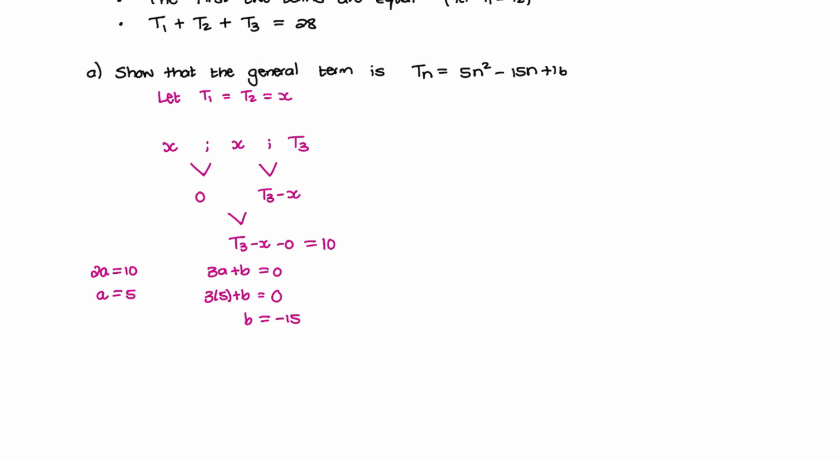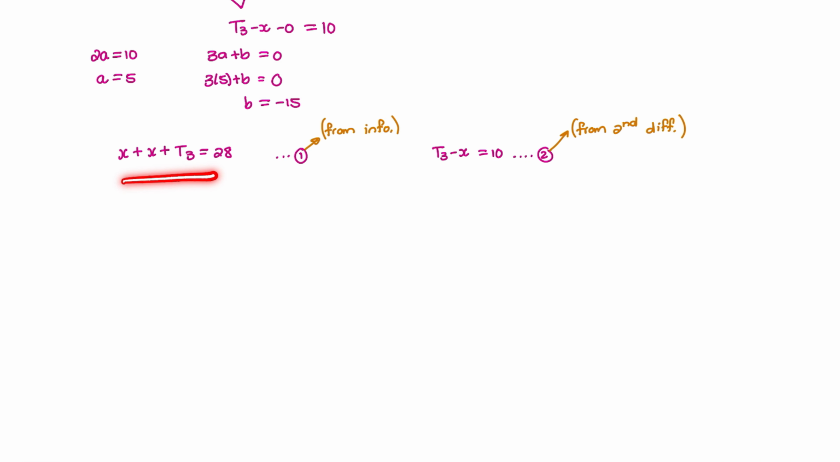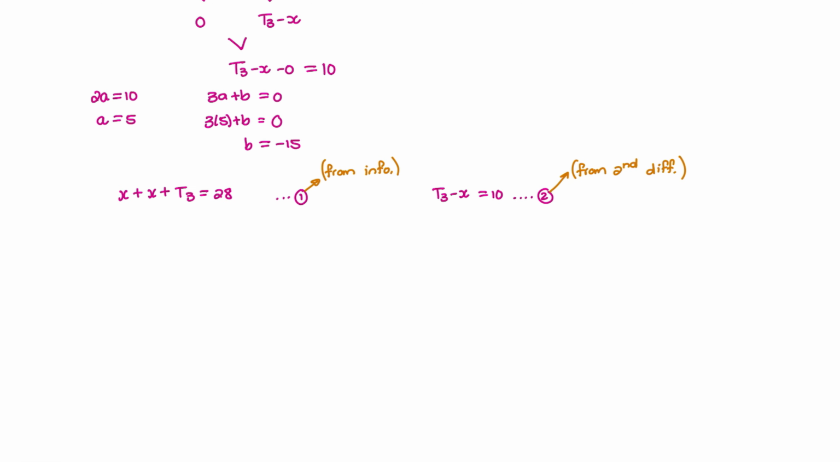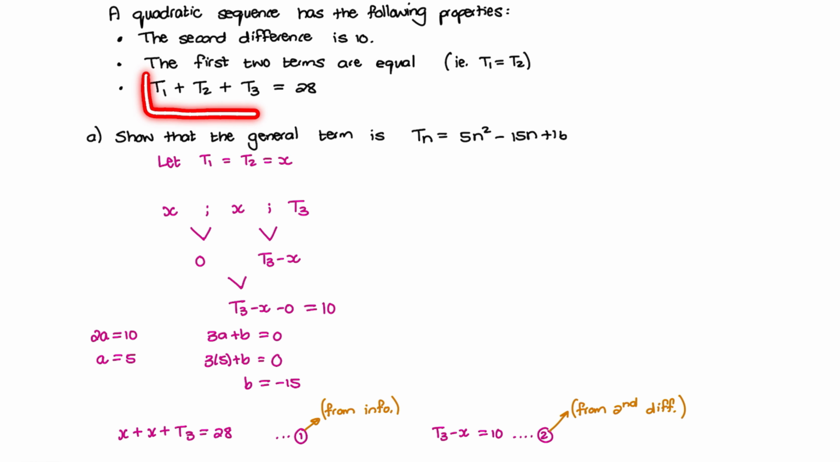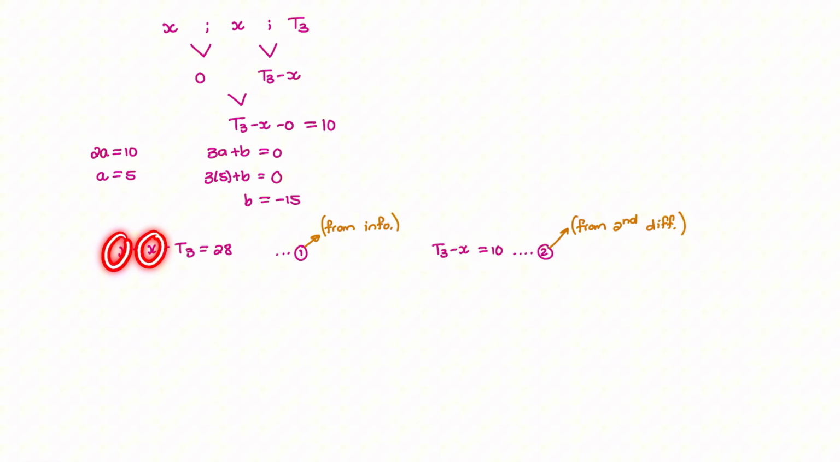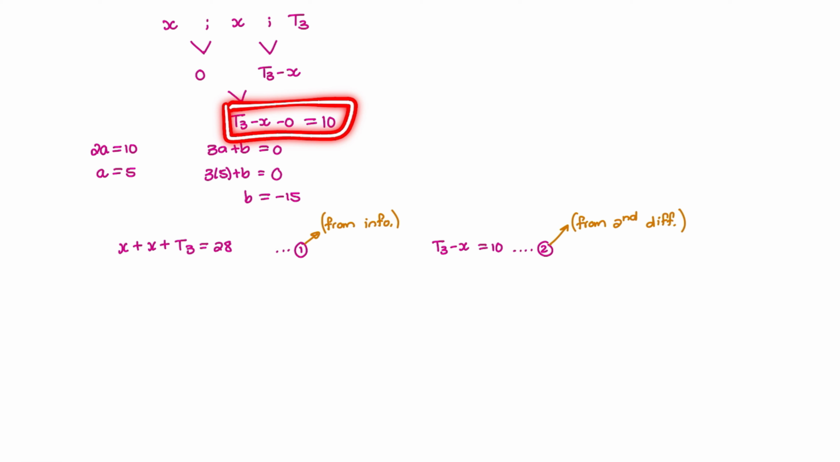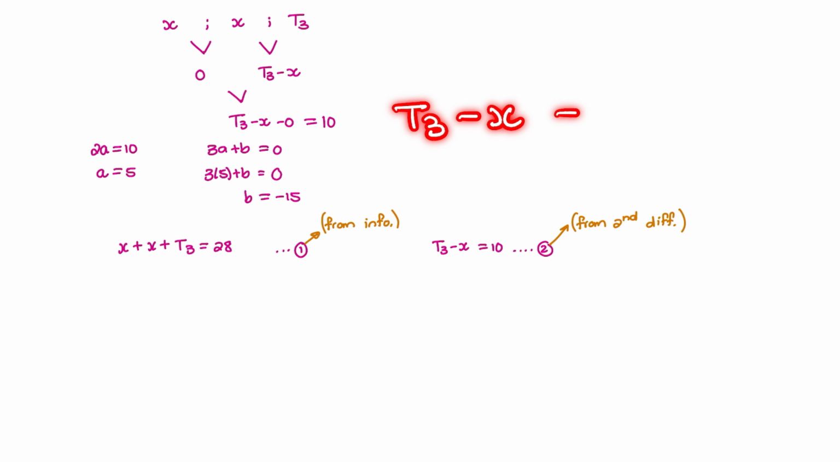So from our question, we already have the a value as 5 and the b value as negative 15. Now what we need to do is find the plus 16. To find the plus 16, we need to use simultaneous equations. Firstly, we can set up an equation with the first three terms. They told us that term 1 plus 2 plus 3 is equal to 28. And we know that term 1 is x and term 2 is x. So x plus x plus term 3 is equal to 28. And then secondly, from the second difference, we know that t3 minus x is equal to 10.